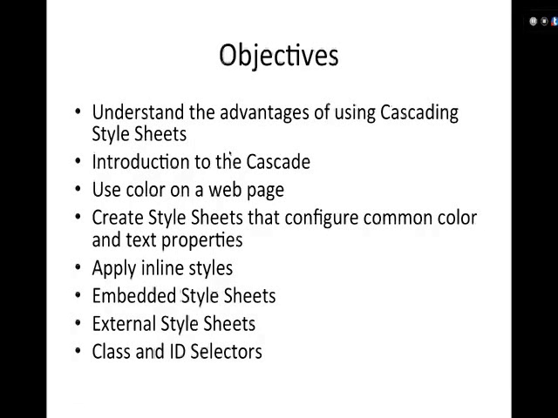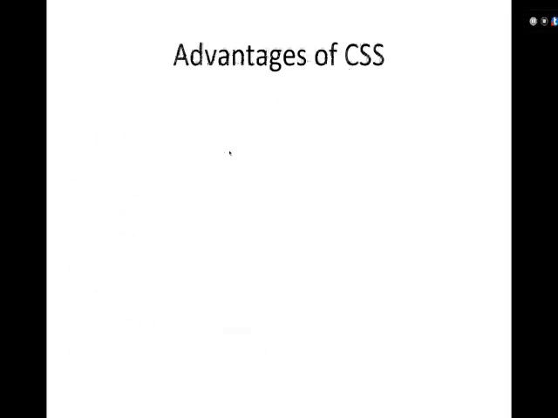So what we're going to be looking at today, first we're going to be talking about understanding the advantages of using cascading style sheets. Then we're going to go over an introduction to the Cascade. The Cascade is the way that the rules are applied, because you can set presentation rules in different locations. We're going to be showing you a little bit about using color on web pages, creating style sheets that configure color and text properties, inline styles, embedded styles, external styles, class and ID selectors.